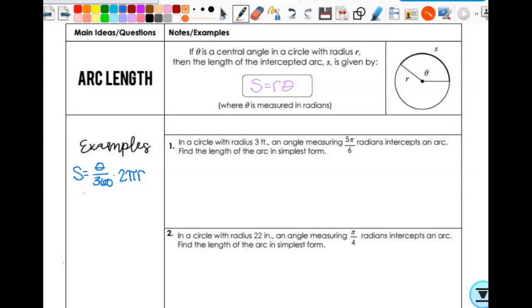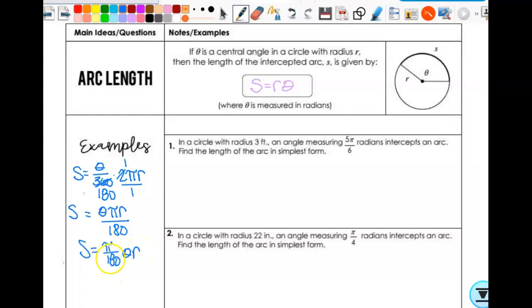I could take this formula, and I don't know why they don't, but I could reduce it, right? If this is like it's over 1, then I can say 2 goes into 2 one time and goes into 360 180. Okay? So that gives me, that equals theta times pi times r over 180. And then if I rearrange this a little bit, I'm going to get S equals pi over 180 times theta times r. Okay?